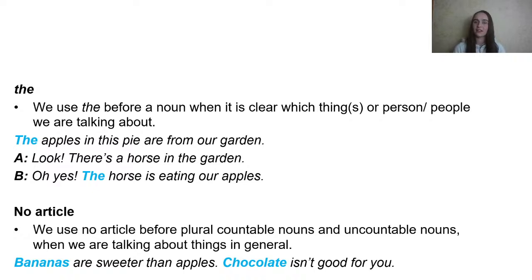Look, there's a horse in the garden. Oh, yes, the horse is eating our apples. So this particular horse is eating our apples. Oh, one more thing here. Pay attention that we do not use any article before "our apples".